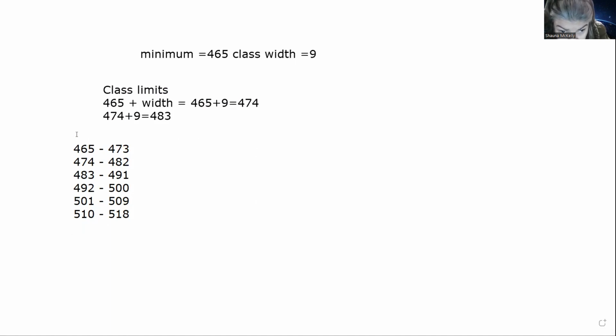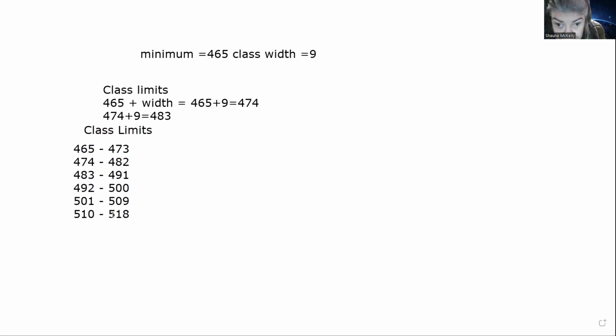These are our class limits, okay? These are our class limits here. So now, the other question that somebody had was, well, my data doesn't go higher than 514. This is 518. Do I stop?